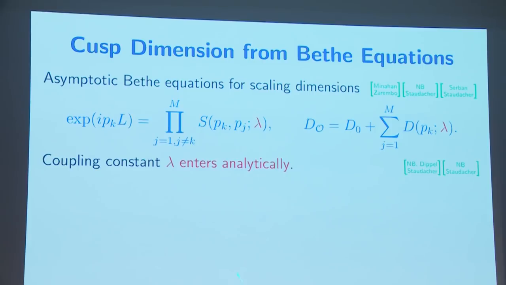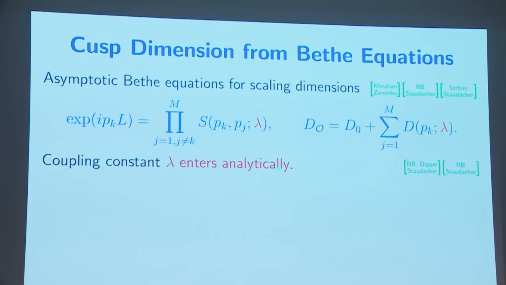I don't really want to go into the details, but what it gives you is a set of algebraic equations that you can solve, and for each solution to these equations, you'll find one state in either of the two models, and for each state, you can read off the energy or the scaling dimension using a simple formula.